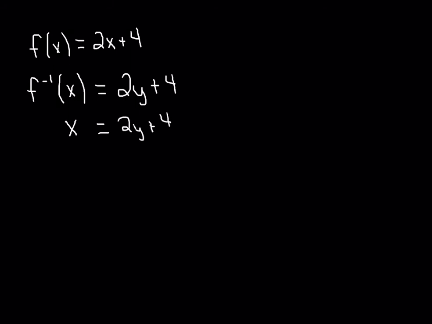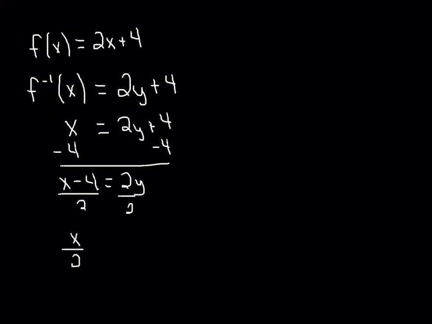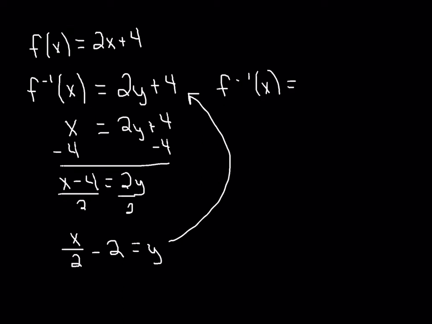Let's get y by itself, so subtract 4. And you get x minus 4 equals 2y. Then divide both sides by 2. And that would give you x over 2 minus 2, since 4 over 2 is 2, is equal to y. Or we would say right here, the inverse of f of x is equal to x over 2, or you could say 1/2 x, minus 2.